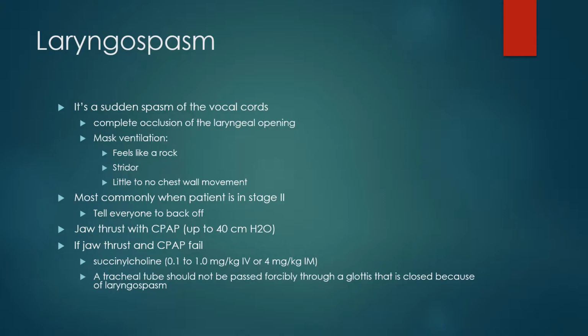Now, laryngospasm is when we have a sudden spasm of the vocal cords that completely occludes the laryngeal opening. It typically occurs in a transitional period when the extubated patient is emerging from general anesthesia. And although it is most likely to occur in the OR at the time of extubation, patients who get to PACU asleep after general anesthesia are also at high risk of laryngospasm when they're waking up.